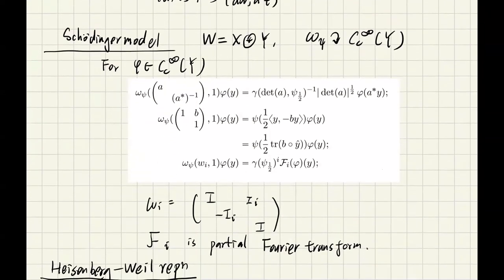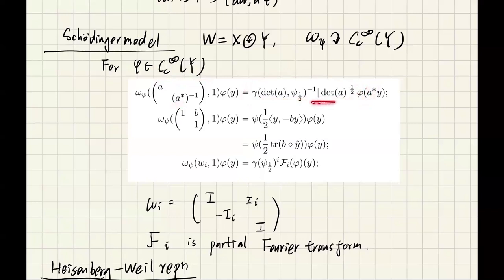Okay, so what else I want to say? We have a Schrodinger model, and you can see a very explicit formula for the Siegel parabolic action on the Schrodinger model. In the Schrodinger model, basically an element of the Heisenberg representation is a locally constant compactly supported function on Y. So for the action, the essential part, up to a normalization constant, is just multiplication by A.